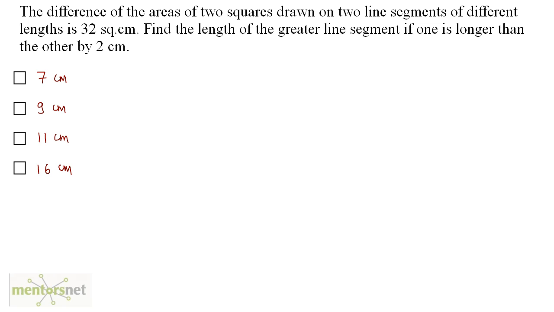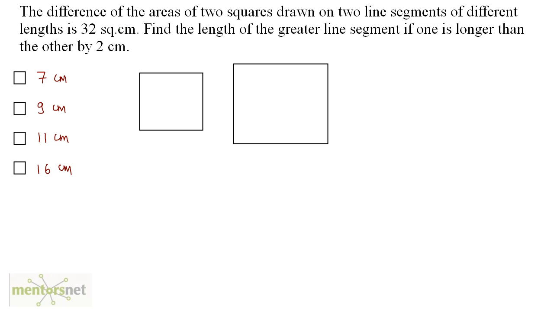The difference of the areas of two squares drawn on two line segments of different lengths is 32 square centimeter. Find the length of the greater line segment if one is longer than the other by 2 centimeter. So these are the two squares. Let A1 and A2 be the areas of these two squares. Now let us consider the length of the side of this smaller square as x centimeter. Now the longer segment is longer by 2 centimeter. So the side of this bigger square will be x plus 2. And this is what we have to find.